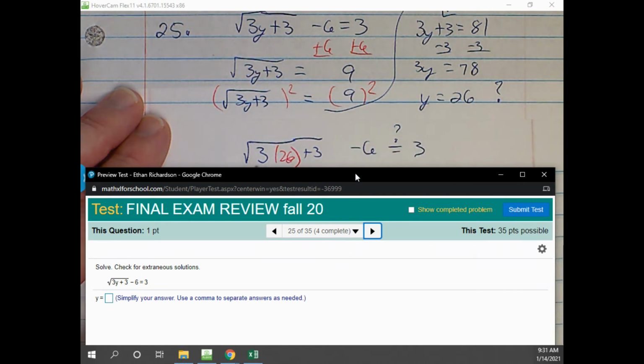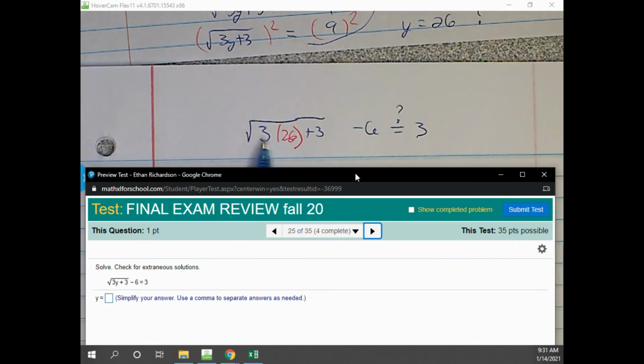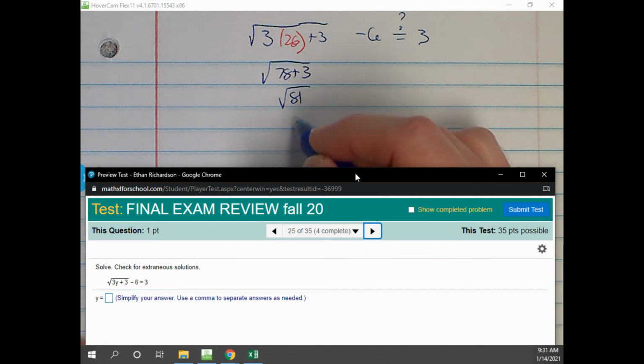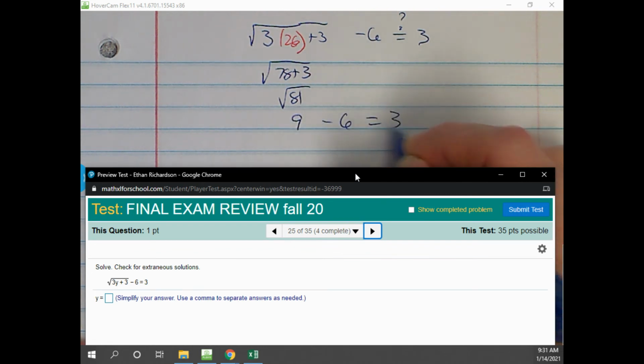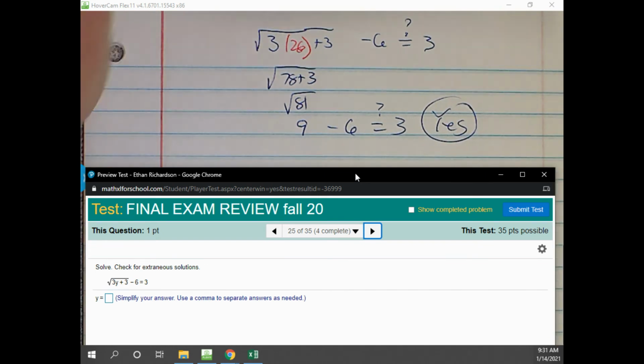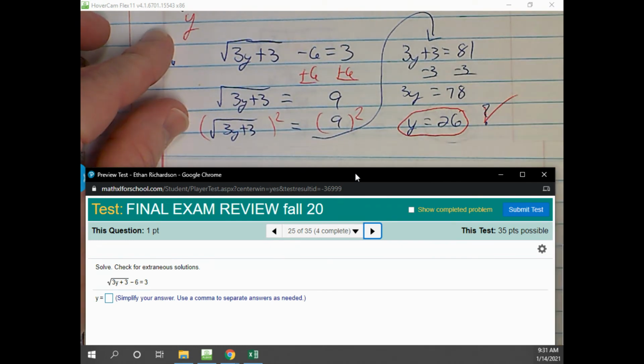Okay, so 3 times 26, that was what we did back here, right? That was 78 because we just took this and divided it. So 3 times 26 is 78, plus 3 is 81. And the square root of 81 is 9. Does 9 minus 6 equal 3? Yes, it does. So it does check. So the answer we got, 26, is the one answer that actually works for this problem.